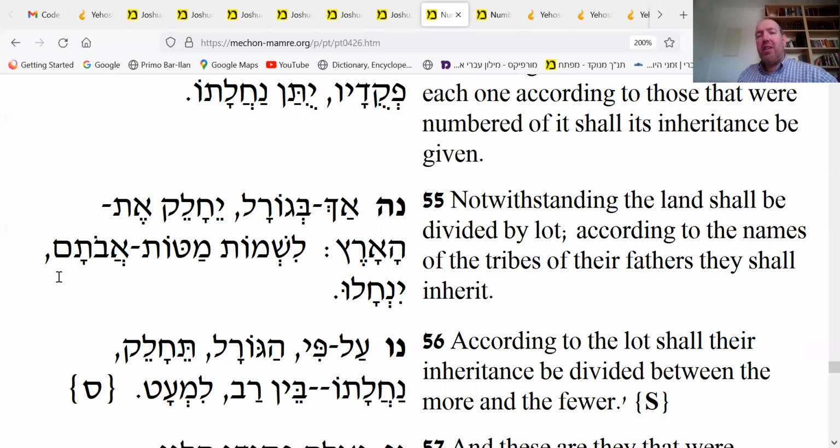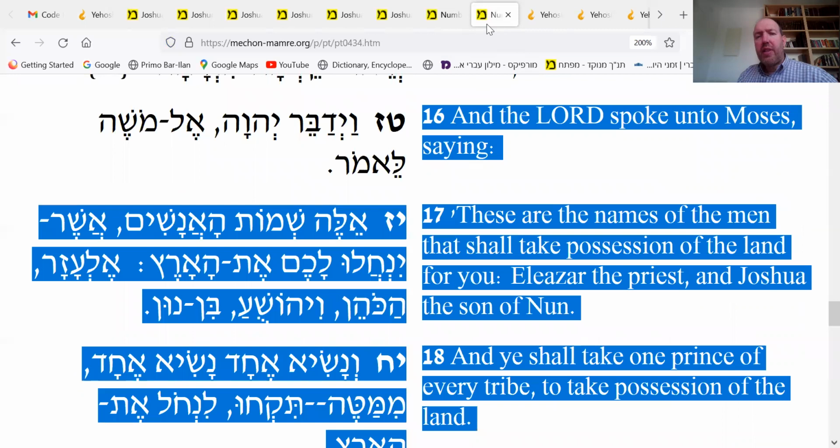In order that it's not to be viewed as something which involves special interests and people providing for those who are close to them. No, this is going to be determined by lot, so that it is clear that this is the divine will. This is also stated in Numbers 34.